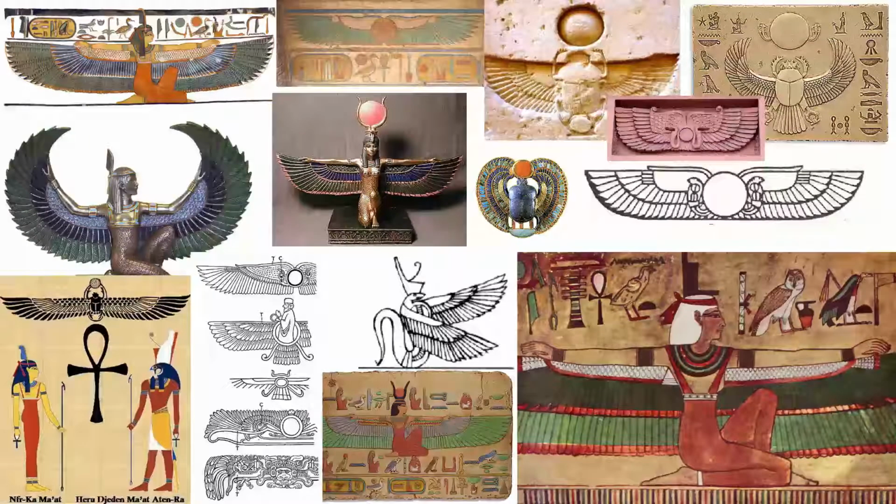And here we have Heru Jedin Ma'at Aten Ra. That's Horus, Heru's Horus, and Ma'at, and then Aten Ra is Atum, Ra Atum, and the evening. And then Heru, Horus is both the morning and the evening, the two horizons. So I don't know what the name means, I'm just describing some aspects of what I learned.